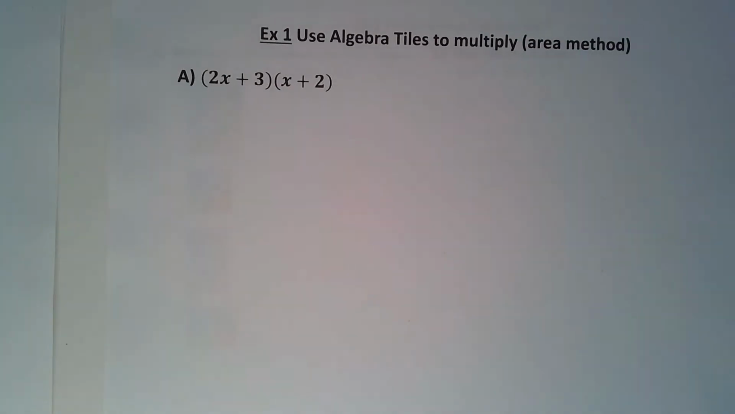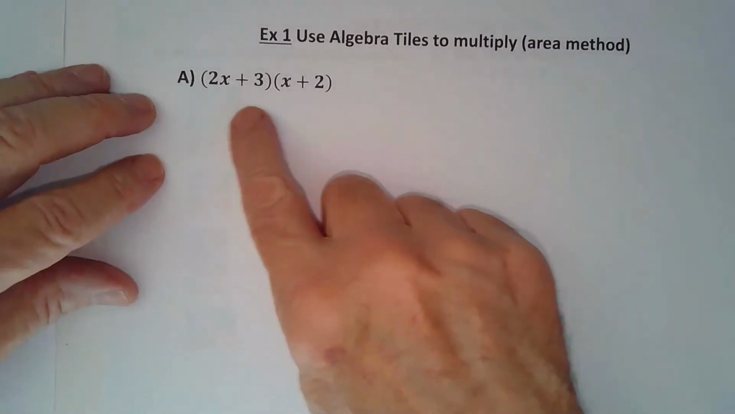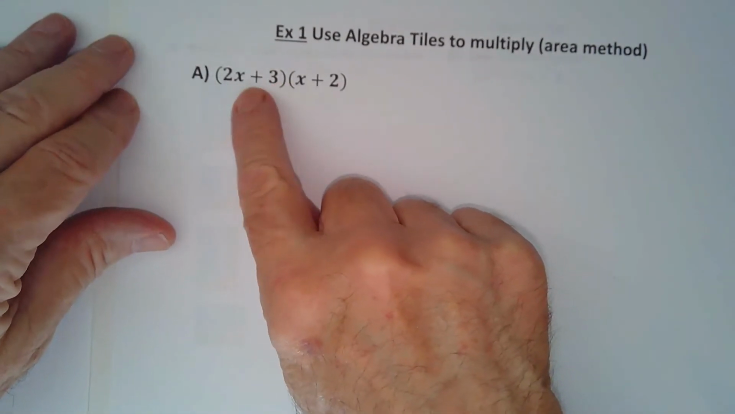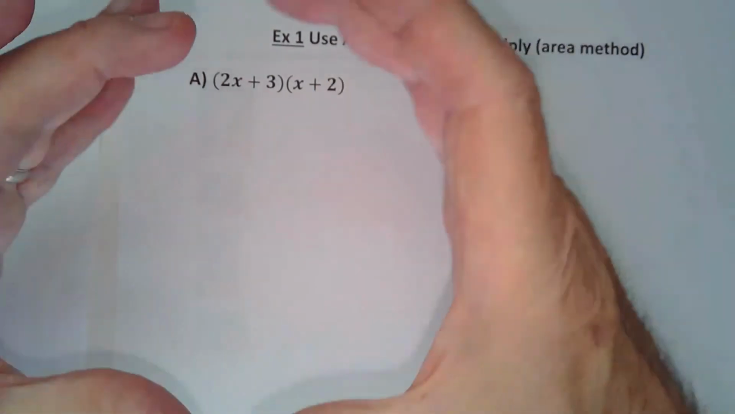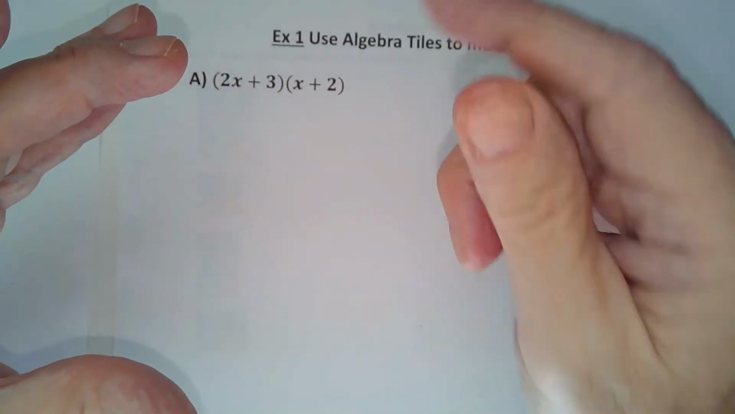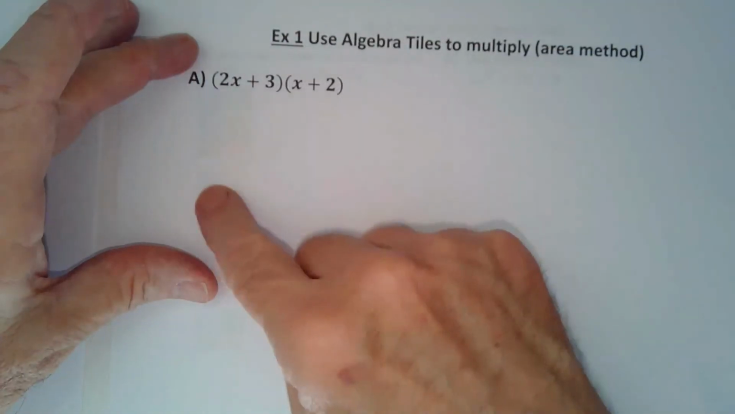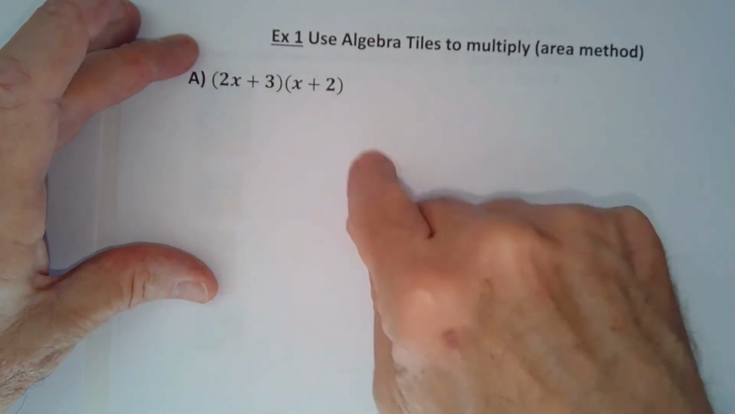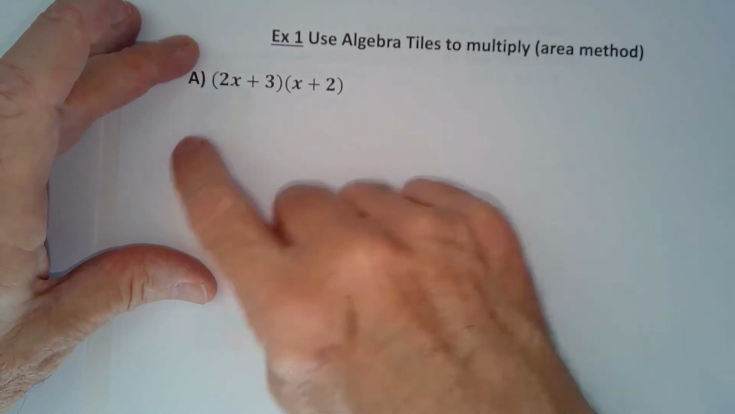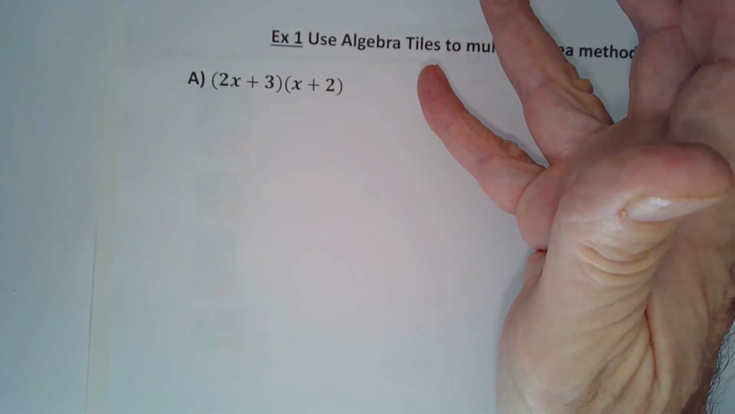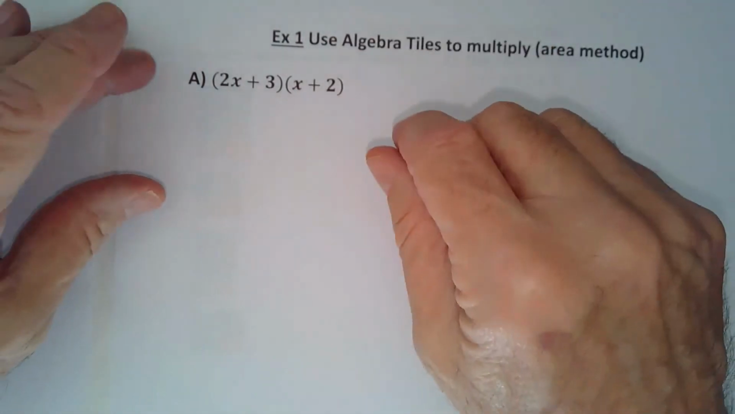Algebra tiles are just tiles that are used to represent the area that's formed by two binomials. When you multiply binomials together like this, you get squared units. And squared units is how you come up with area. So if I say that I have a length of 5 and a width of 6, then that's 5 times 6, and I'm going to end up with an area for whatever the object is. 5 times 6 is 30. So you have 30 square units, whatever it might be.